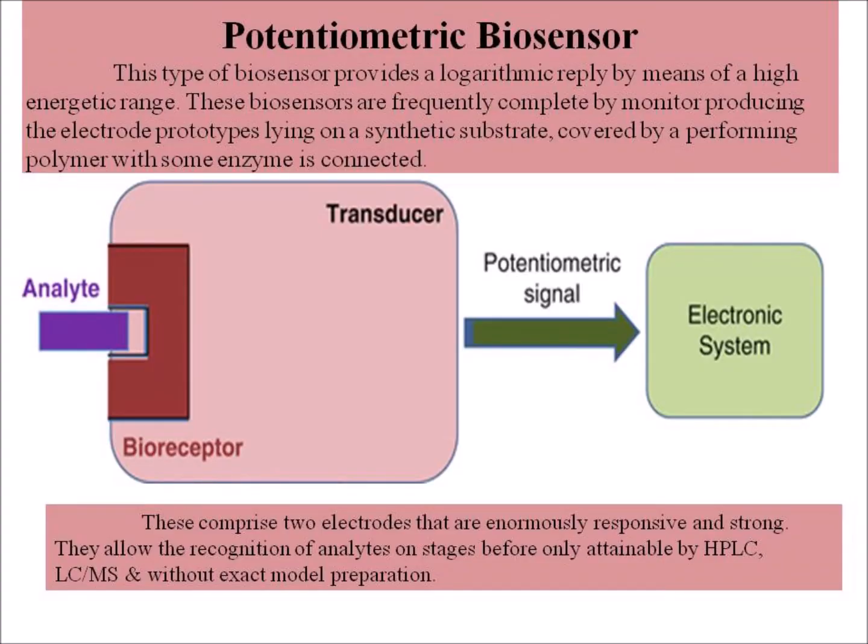Potentiometric biosensors provide a logarithmic reply by means of a high dynamic range. These biosensors are frequently made by printing the electrode prototype on a synthetic substrate covered by a conducting polymer with some enzyme connected. These comprise two electrodes that are enormously responsive and strong. They allow the recognition of analyte at levels before only attainable by HPLC, LCMS and without exact sample preparation.